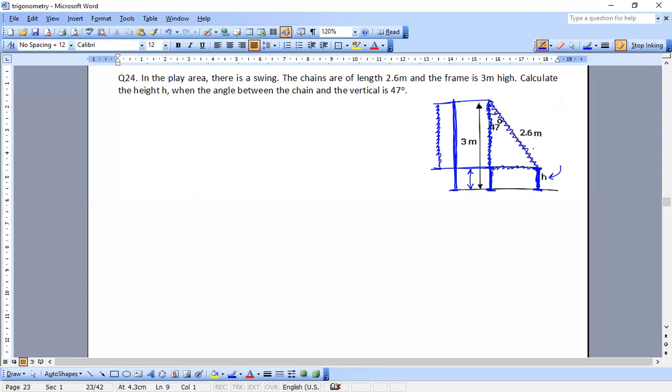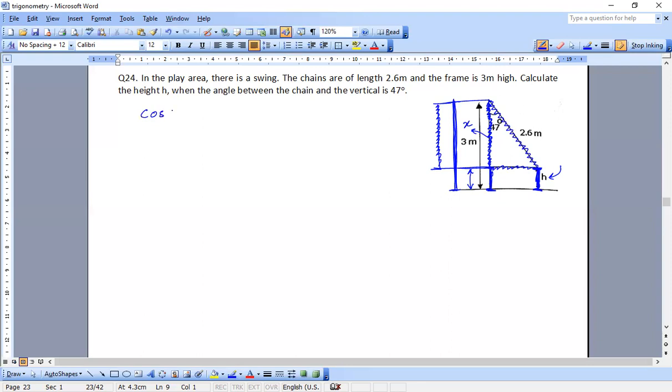In this triangle, I am trying to find out this value. Let's call it x. I'm trying to find out the value of x. I have an angle which is 47 degrees. I have the hypotenuse which is 2.6 meter. According to that angle, x becomes the adjacent. I have to calculate adjacent when the hypotenuse and the angle are known. The trigonometric ratio which connects adjacent with hypotenuse is cos.